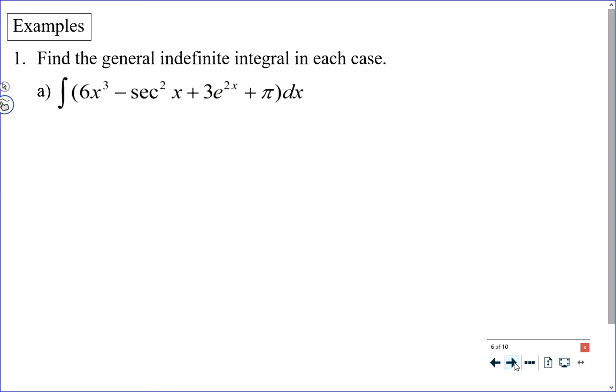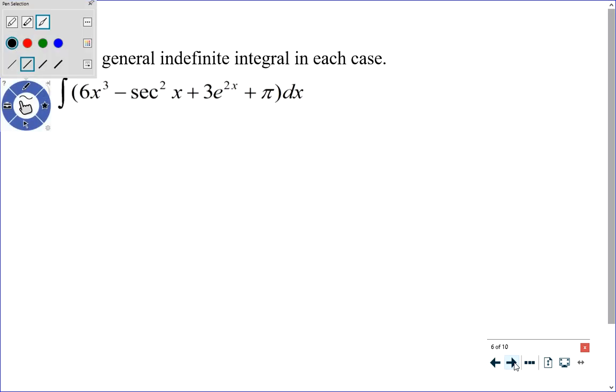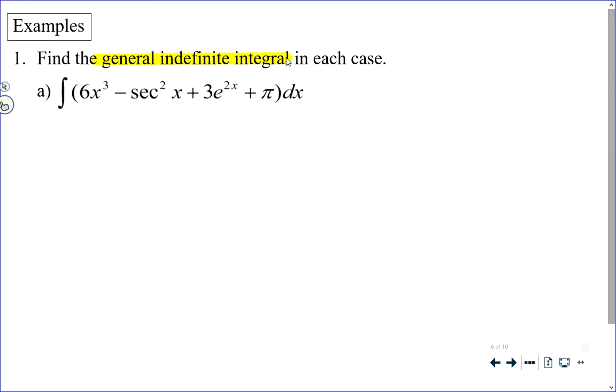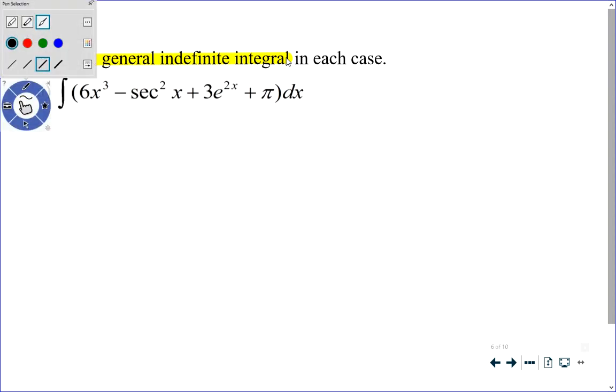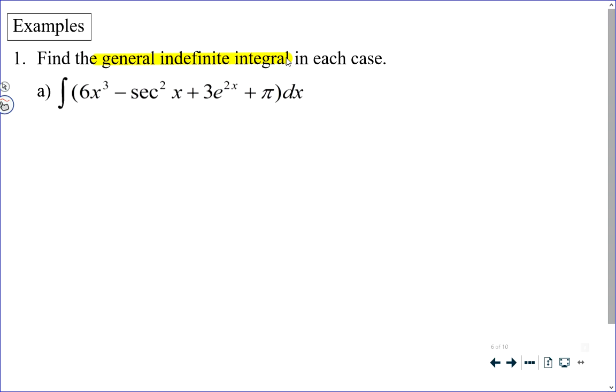Number 1 says find the general indefinite integral. So really the only thing that's new here, everybody, is the terminology, general indefinite integral. And all that means is antiderivative. So we have to anti-differentiate the function that is listed as the integrand. The antiderivative of 6x cubed is going to be 6x to the 4 divided by 4. We increase the exponent by 1 and divide by the new exponent, minus the antiderivative of secant squared.